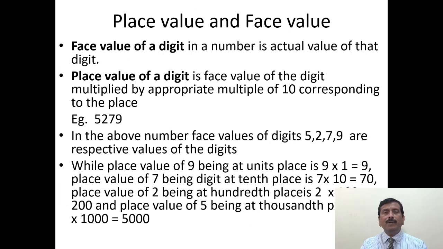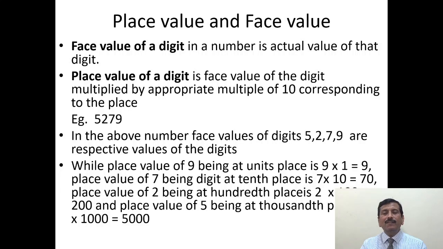This is a basic concept in an entire number system, either binary or decimal: the concept of place value and the concept of face value. The face value of a digit in a number is the actual value of that digit, while the place value of a digit is the face value of the digit multiplied by the appropriate multiple of 10 corresponding to the place. Let's take an example. 5, 2, 7, 9.